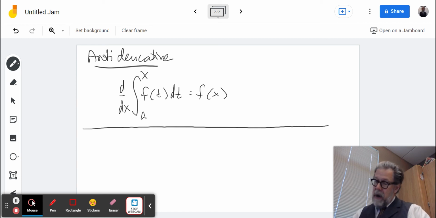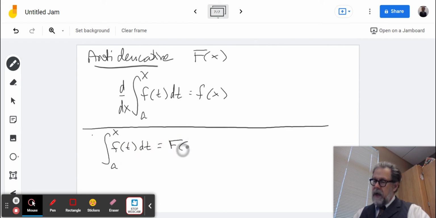And we came up with this idea that if we define capital F, uppercase F, as the antiderivative, then the integral from a to x of f of t dt can be calculated by taking the antiderivative at x minus the antiderivative at a, our lower boundary.